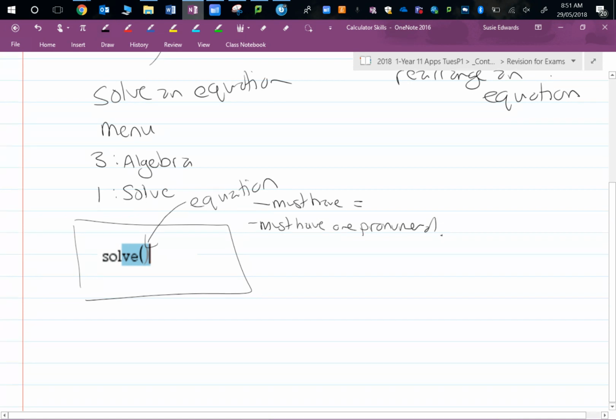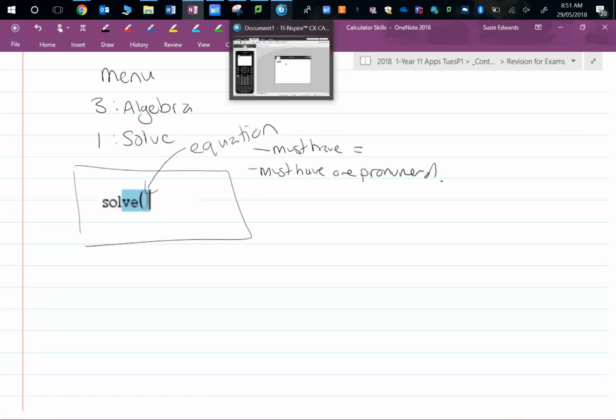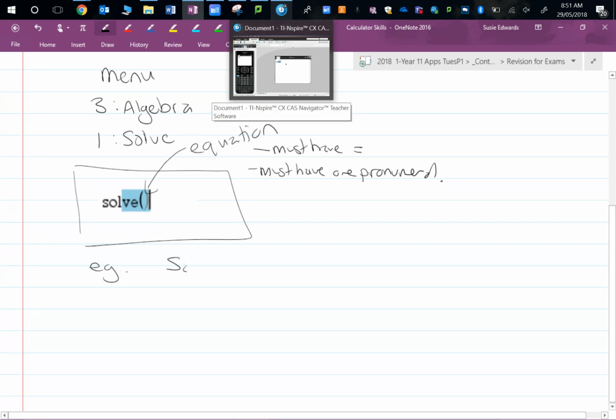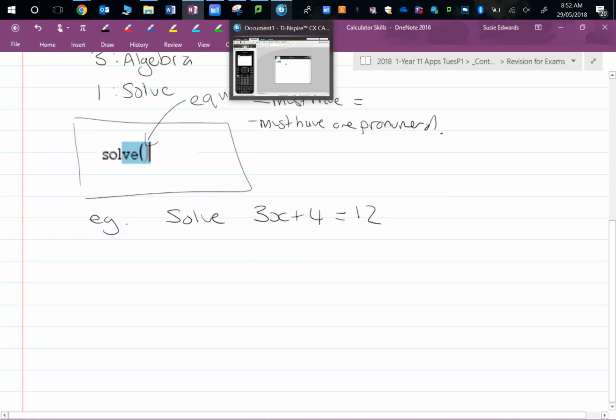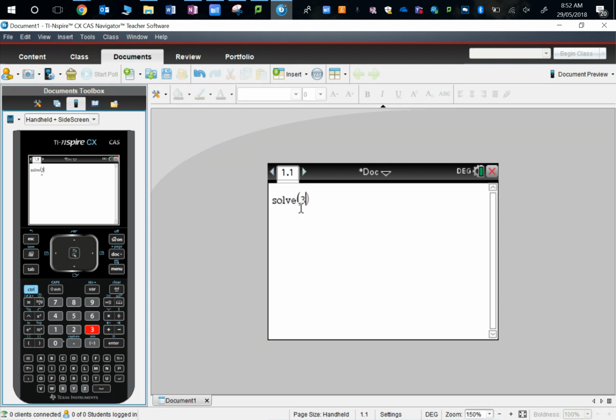And you need to remember to actually tell the calculator what to solve for. Once we've got to this point, if we're trying to solve, for example, 3x plus 4 equals 12, we have to tell the calculator what we actually are solving for. So inside the brackets, we write 3x plus 4 equals 12. Please stop me if I'm not making sense to anybody. I really, really want everybody to know how to use this in their calculator, okay?